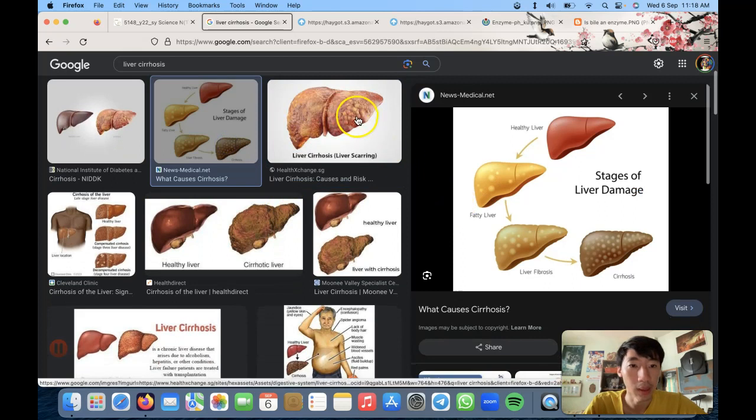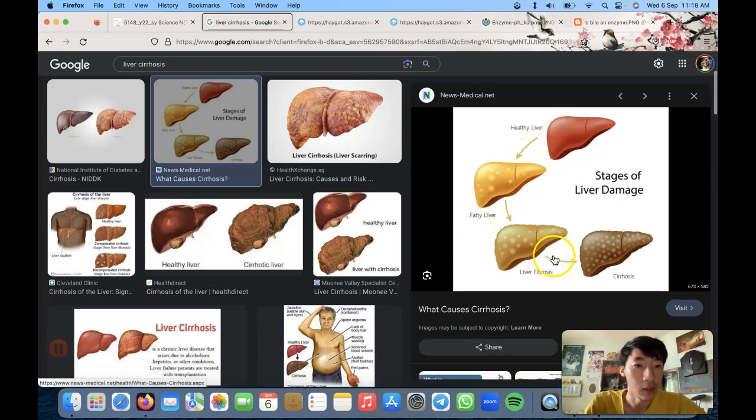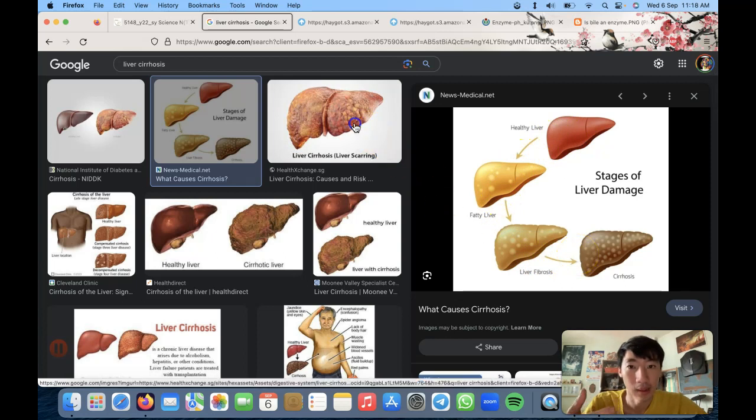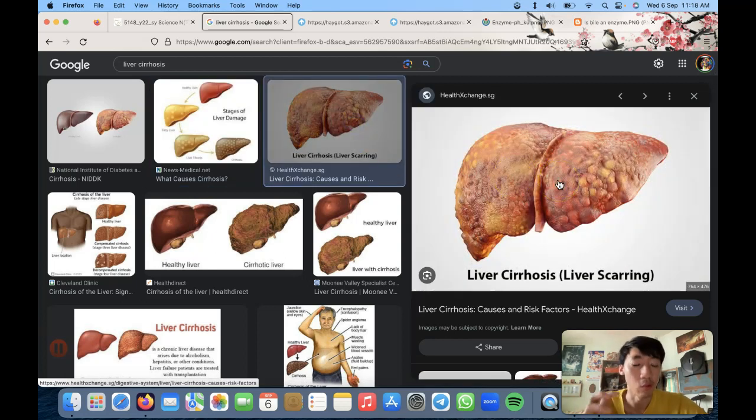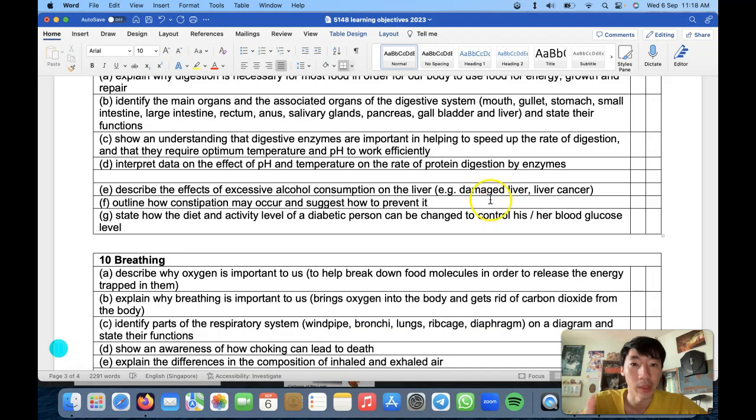So it looks like that. At first you have a healthy liver, then after a while it turns spotty and scarred. It looks very disgusting. It's very hard and not able to perform its function anymore. That's the first problem that can happen: liver cirrhosis, or damaged liver.